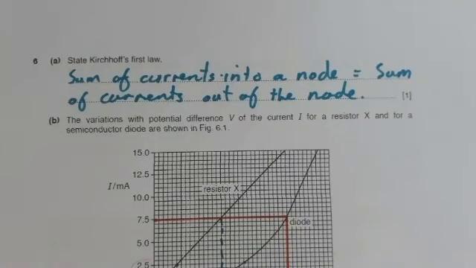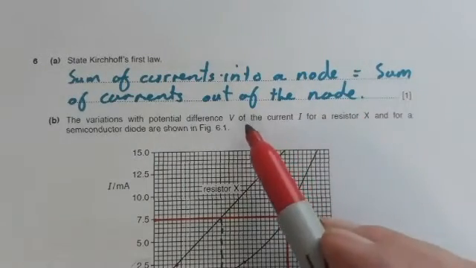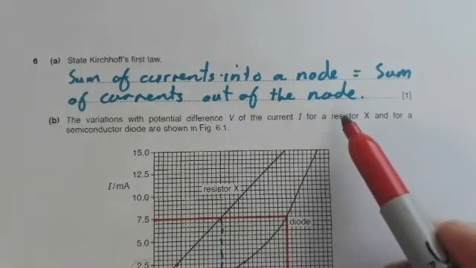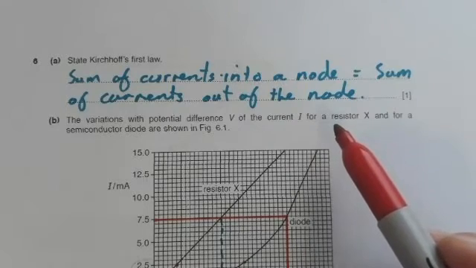Okay, let's start with Kirchhoff's first law. Again, a law. Kirchhoff's first law: the sum of currents into a node or a junction is equal to the sum of the currents leaving or going out of that node or junction. That's Kirchhoff's first law.